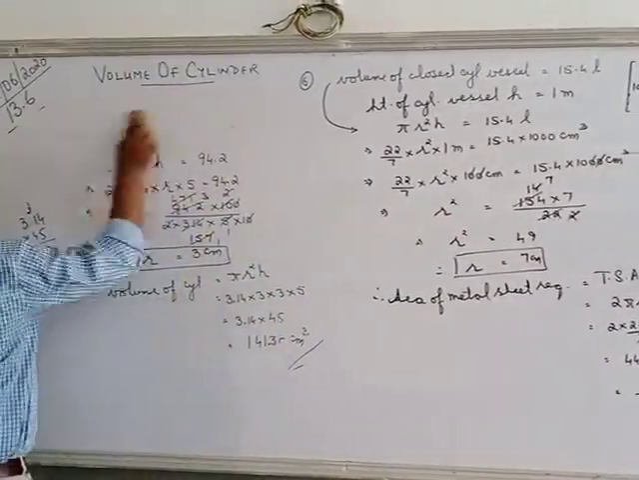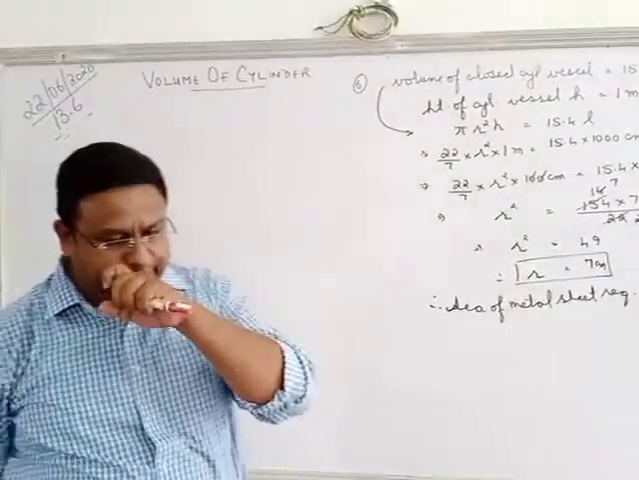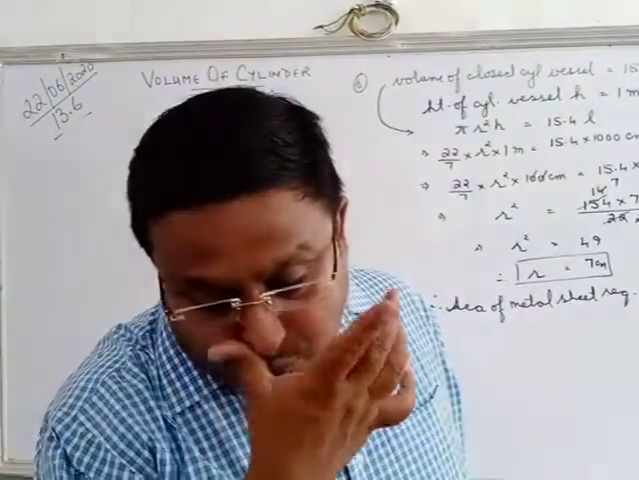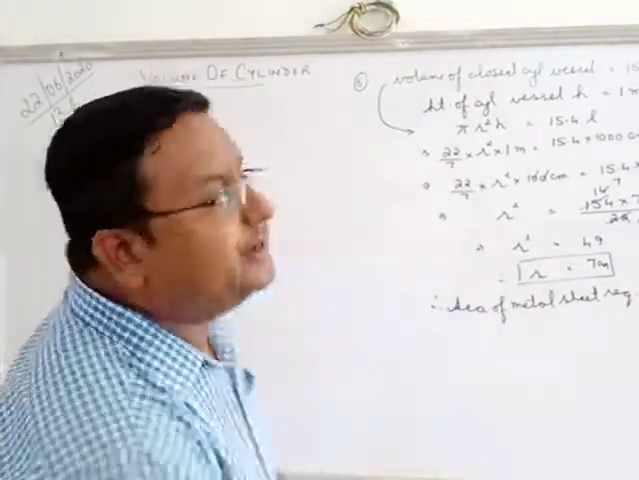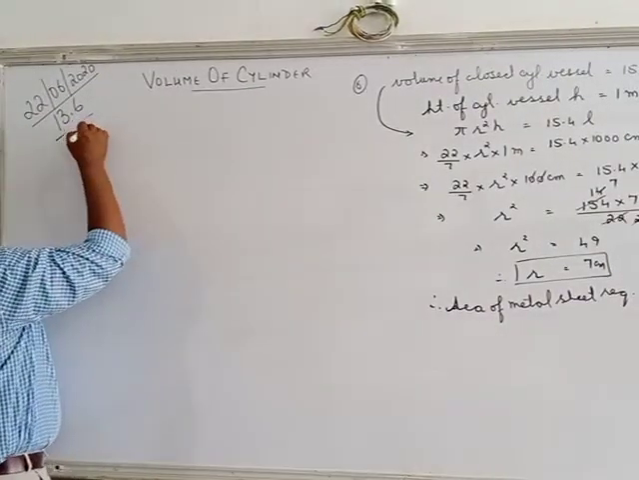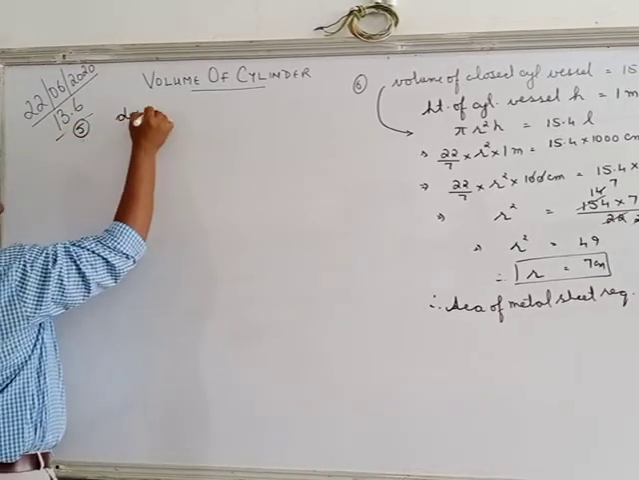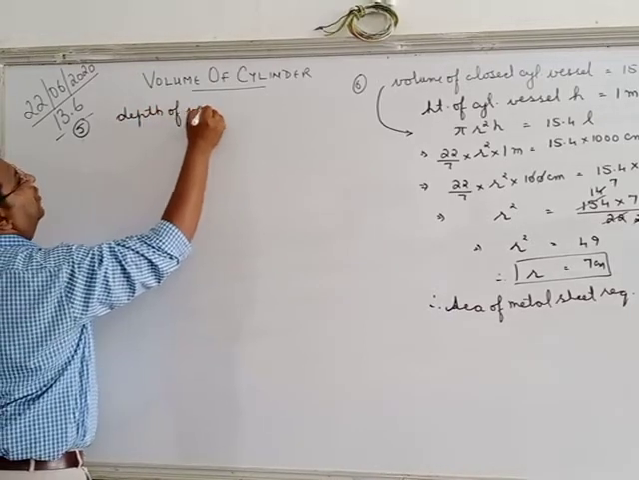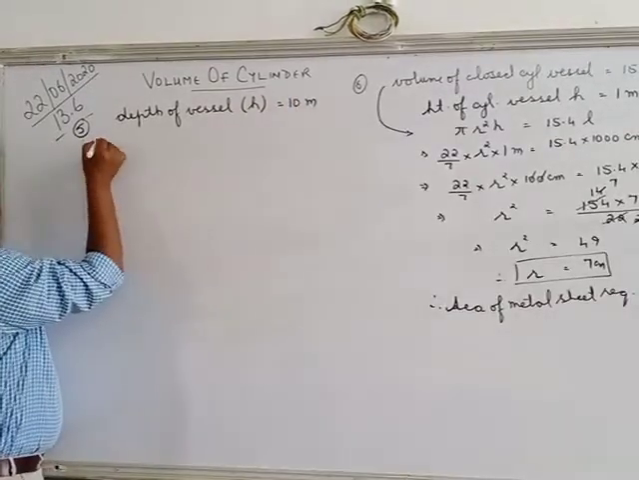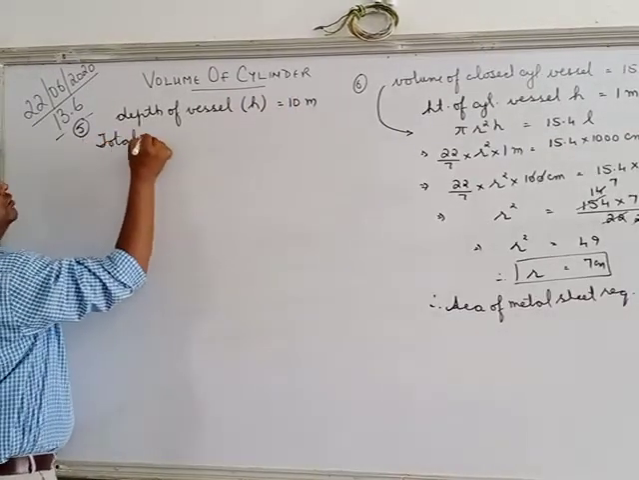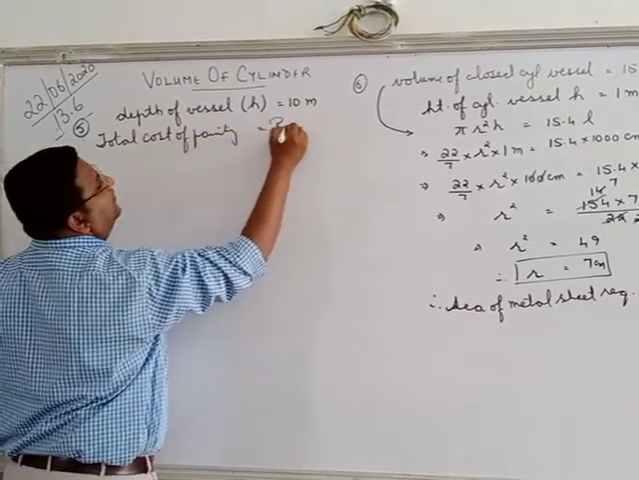The cost of painting is given to you. We have done this question previously also. It costs ₹2200 to paint the inner curved surface area of a cylindrical vessel 10 meter deep. Question number 5. Depth of vessel is given to us. Depth of vessel, that is the height, is 10 meter. And the total cost of painting is given to us. Total cost of painting is equal to ₹2200.